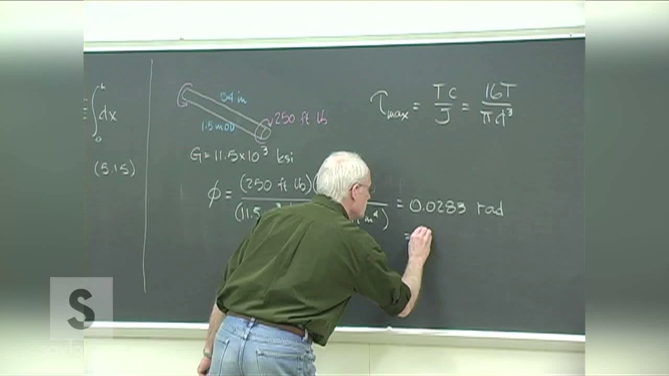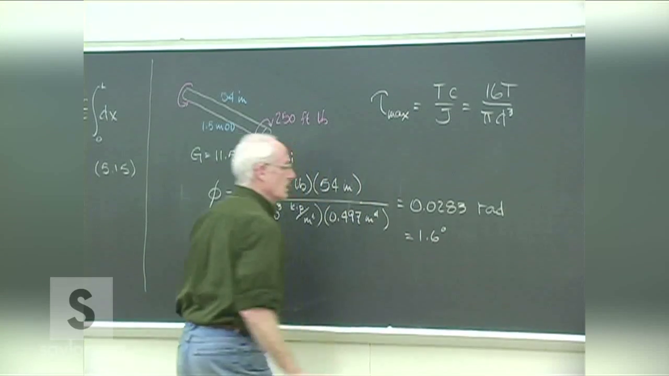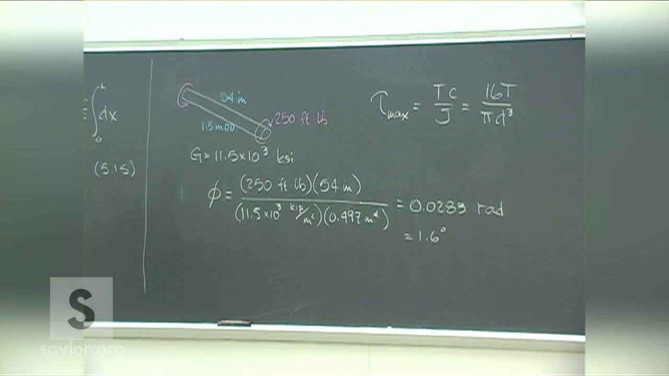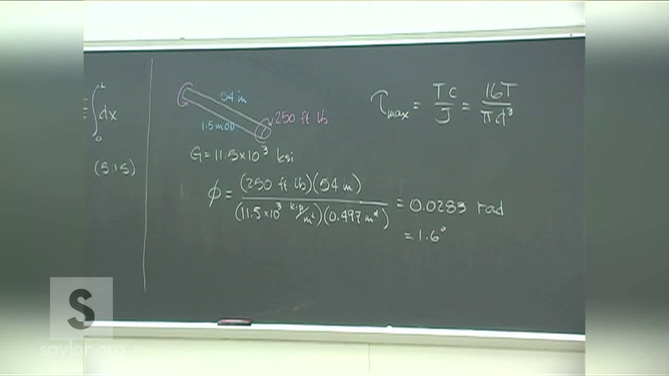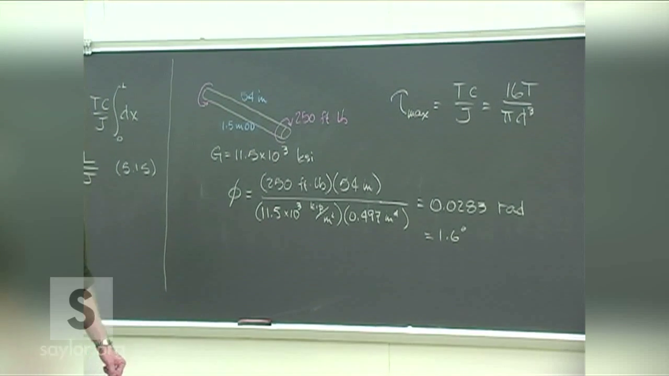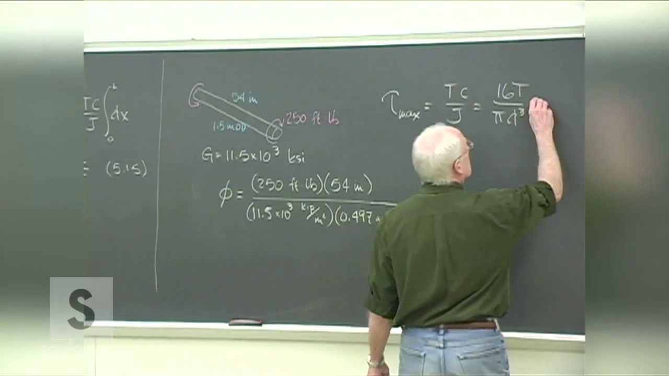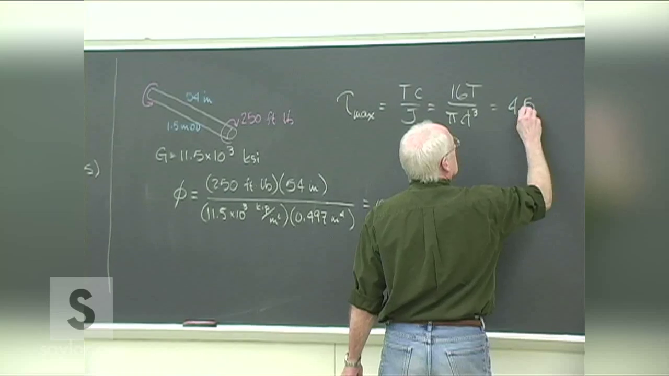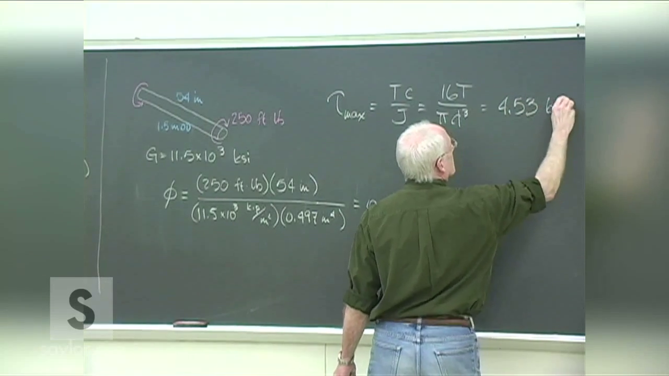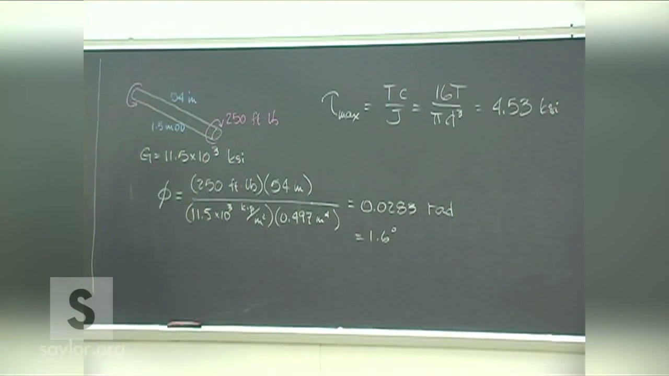Now that turns out to be about 1.6 degrees, which is more than enough for there to be the possibility of trouble with gears meshing at either end of these, if that's the purpose of this as some kind of drivetrain. And the tau max should get something like 4.5 KSI.